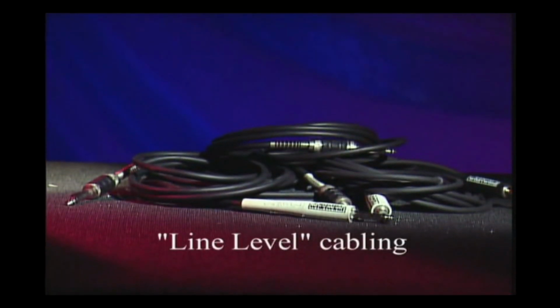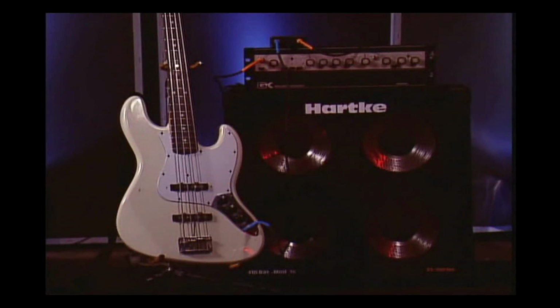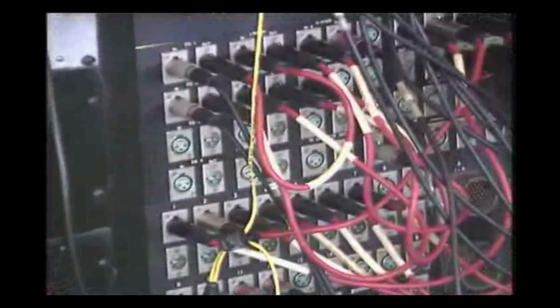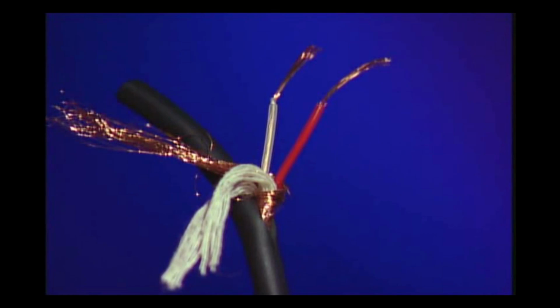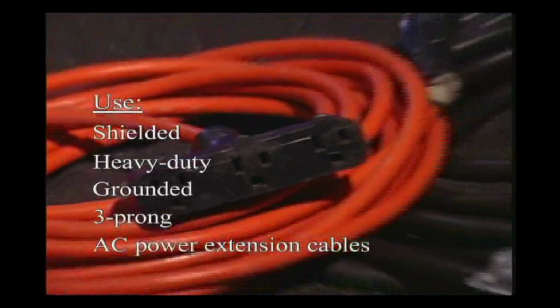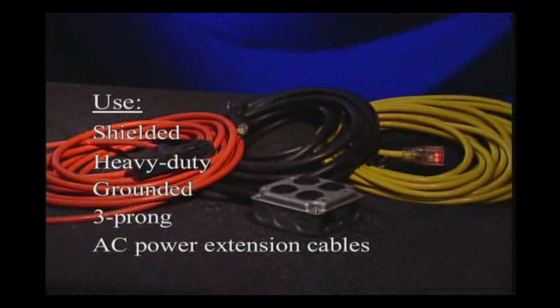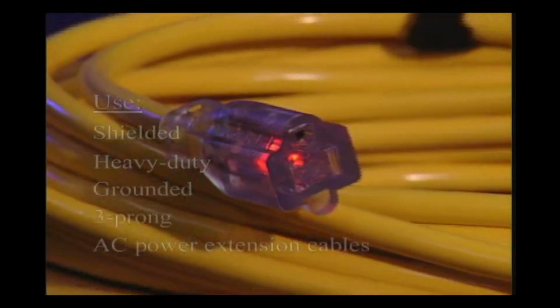The next type of cabling is line level cabling, such as cables used to connect instruments to amplifiers or cables used to connect system devices to the mixer, such as effects or dynamics. Here again, whenever possible, use balanced cables. Balanced cables provide the maximum flexibility for arranging an effective grounding scheme. Next is power extension cabling. Always use shielded, heavy-duty, grounded 3-prong AC power extension cable to extend a power line if you're limited in available circuits and need to draw as much amperage as possible.